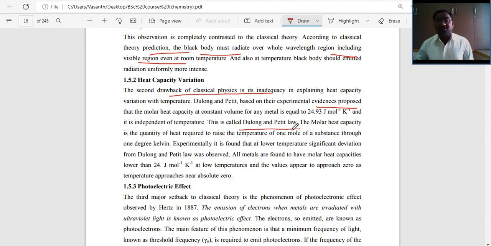This is called Dulong and Petit's law. The molar heat capacity is the quantity of heat required to raise the temperature of 1 mole of a substance through 1 degree Kelvin. Experimentally, it is found that at lower temperatures significant deviation from Dulong and Petit's law was observed. All metals are found to have molar heat capacities lower than 24 Joule per Kelvin.